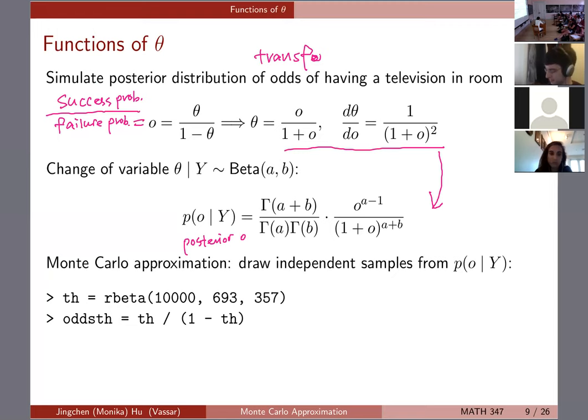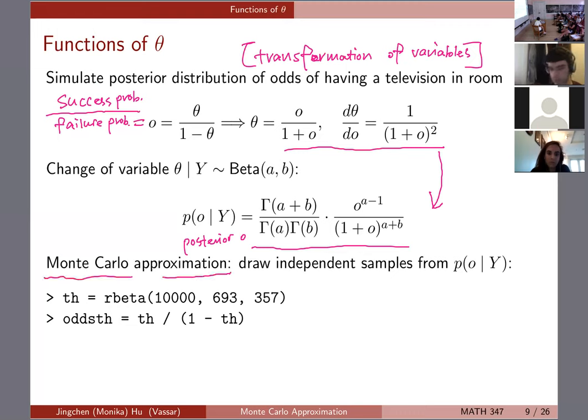Transformation of variables. If you go to the first chapter, the slides, there's an example over there. So this is an application of that particular theorem. And you see that you're going to arrive at some function that is not recognizable. We don't know what distribution this will be. So instead, we can do Monte Carlo approximation, meaning that you can draw independent samples from the posterior.